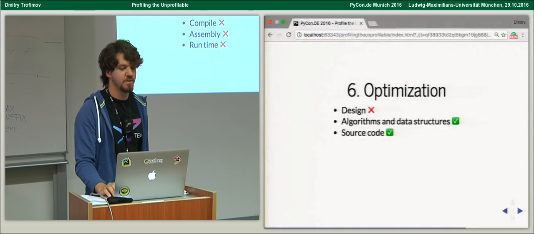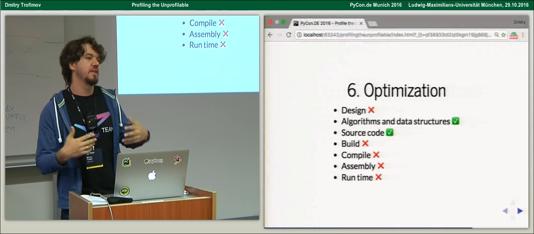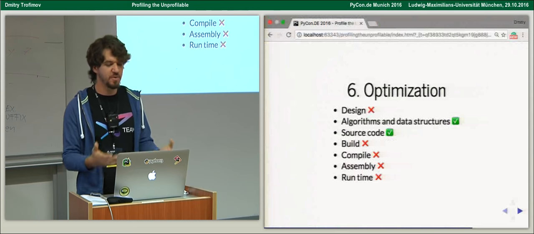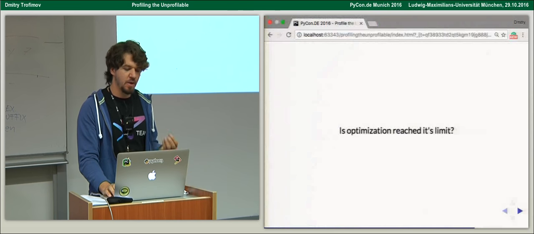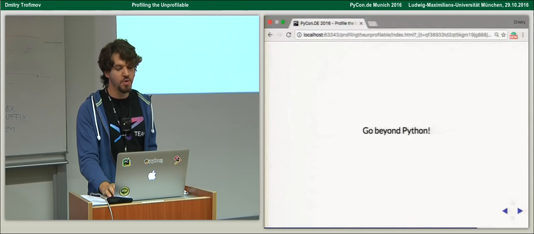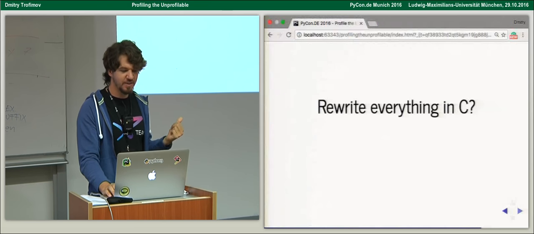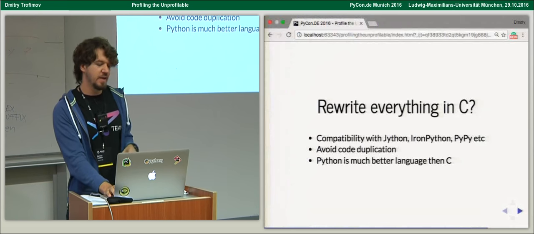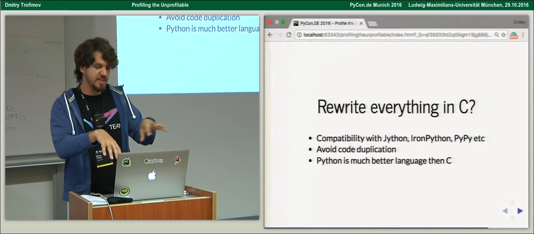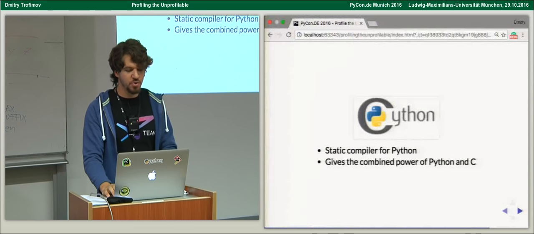So what do we do next? Unfortunately, Python doesn't allow us to have build, compile, and assembly optimizations because it's an interpreted language. But has optimization reached its limit? No, because we can actually go beyond Python. We can, for example, rewrite everything in C, but for this case, it's not good because then we lose compatibility with Cython and PyPy, and there will be code duplication because some parts will be written in Python, some in C. It's not good, and Python is a better language, so let's try to use Cython.